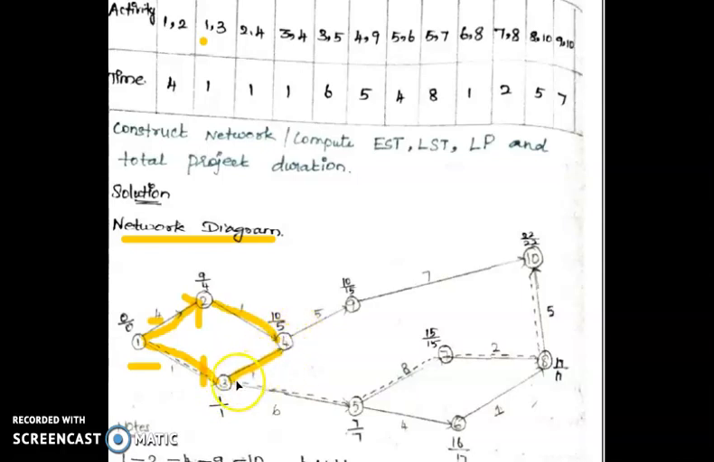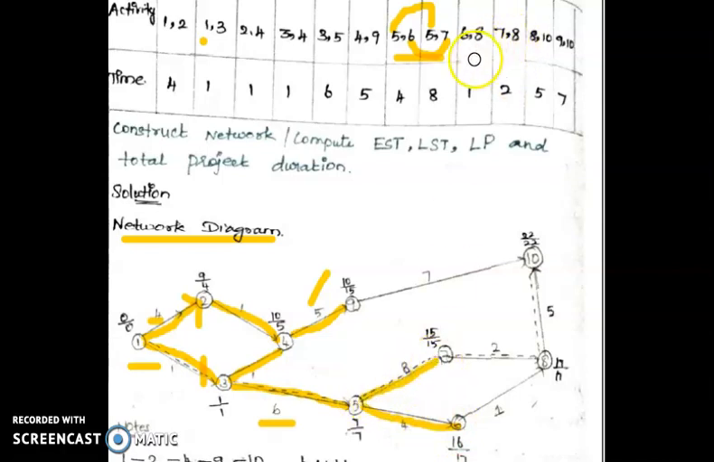3 to 5, the value will be 6, and next is 4 to 9. The activity 4 to 9 has value 5. Then 5 to 6: here in this question, 5 is the starting point of 2 different ending points, so we have to draw carefully. 5 to 6 has value 4, and 5 to 7 has value 8.